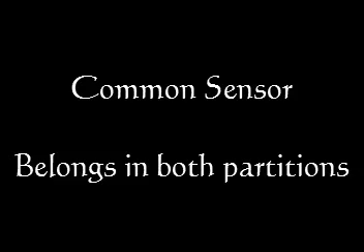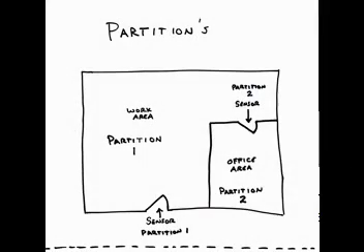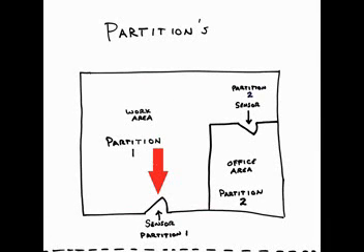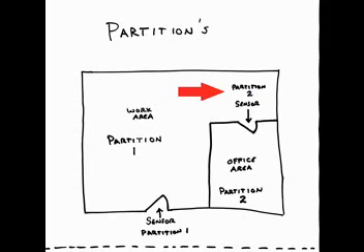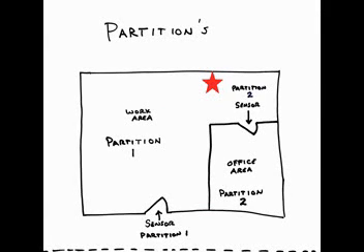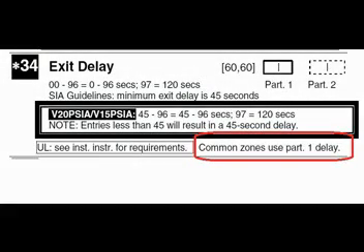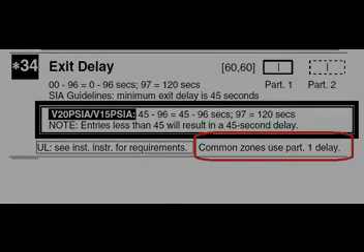It's called a common sensor. Let me give you an example. You have a work area with an office. The work area is partition 1. The office is partition 2. So a motion sensor that covers the office door and the work area would belong in both partitions. According to this note here, a common sensor or zone will automatically use partition 1's values. You don't have to program them individually.